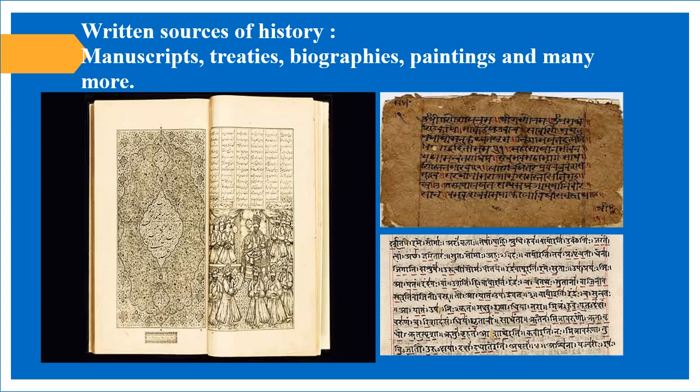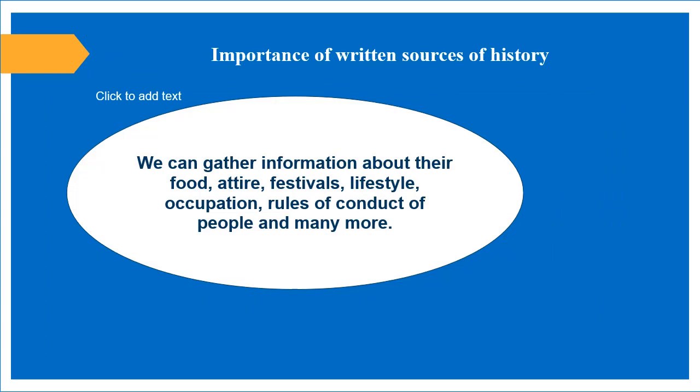Written sources include manuscripts. Manuscripts means, जो वो टाइम के लोगों ने मैनुअली लिखा था. Okay, so these all are original documents written by people from that era. Treaties, biographies, paintings, and many more. All these are included in written sources of history. And it also includes religious manuscripts and non-religious manuscripts. Okay, now let us study what are the importance of written sources of history.